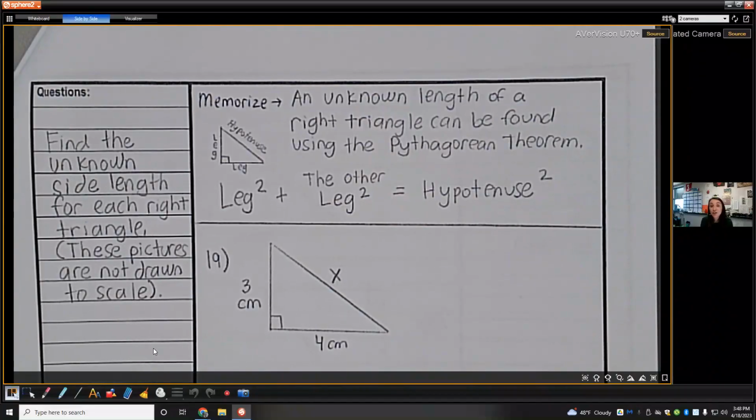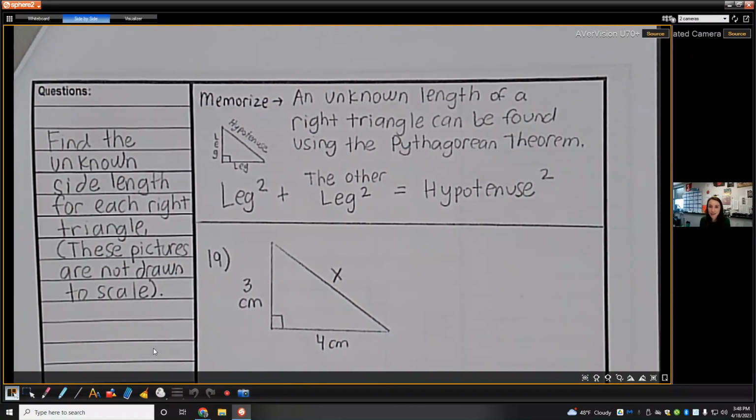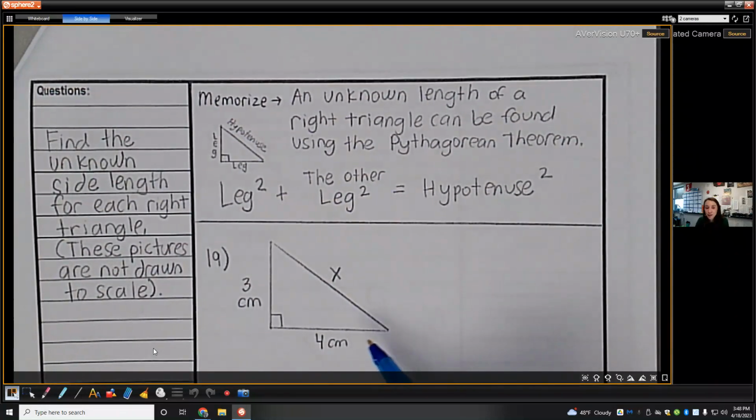All right, now that you've seen the Cheez-It example, let's find the unknown side length for each right triangle. These pictures are not drawn to scale. I'll help you with problem number 19. You'll first need to identify that there is in fact a right triangle. Because there's a box right there, we know that this is a right triangle. So go ahead and write the formula for the Pythagorean theorem.